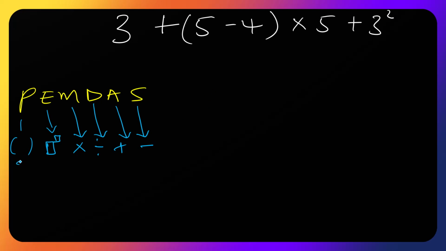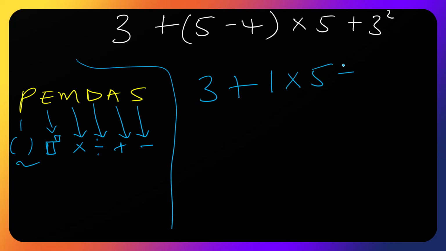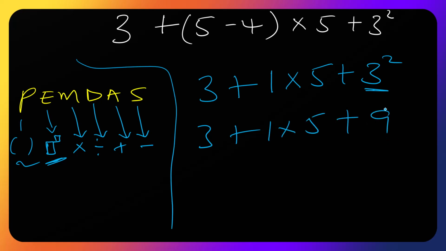So do we have any parentheses in? Yes. So 3 plus, this side is 1 times 5 plus 3 squared. The next one is exponent, so we have this one here, 3 plus 1 times 5 plus 9. 3 squared is 9. And we have multiplication, we have this.